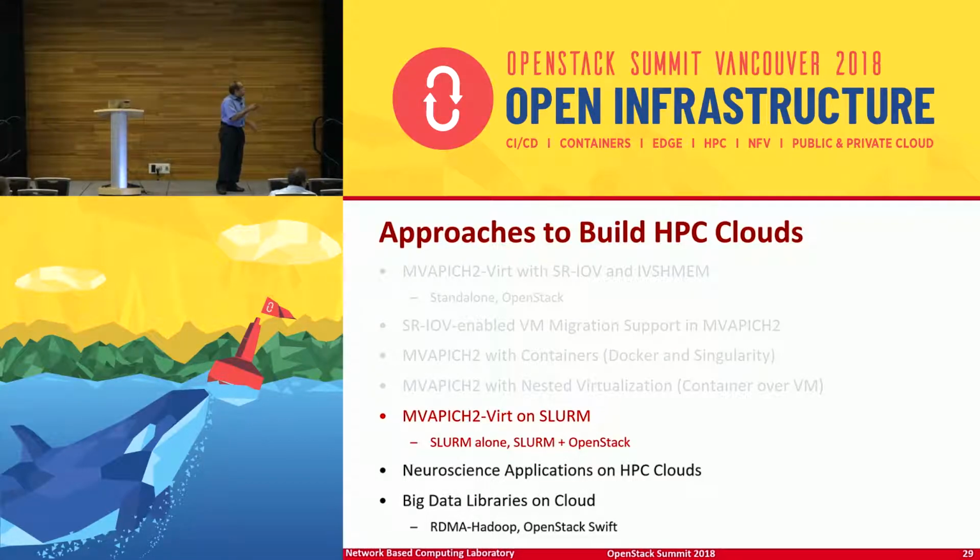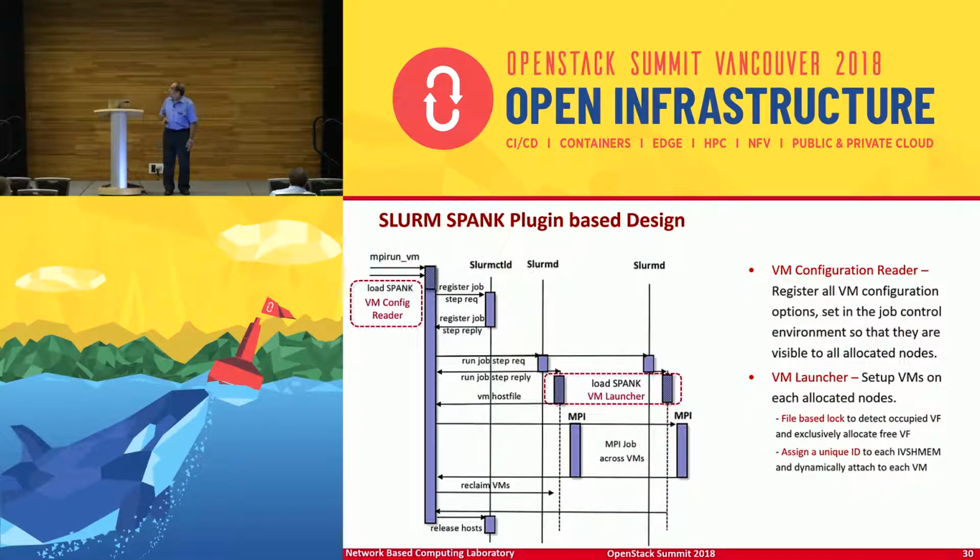So those are the basic communication enhanced schemes, and then we also looked at how you can integrate with the resource managers. Okay, because in a typical cluster you also have things like SLURM running. So we have 2 solutions here, SLURM alone and SLURM with OpenStack. In SLURM, many of you might know there is a SPANK plugin, so based on that we have done this plugin based design.